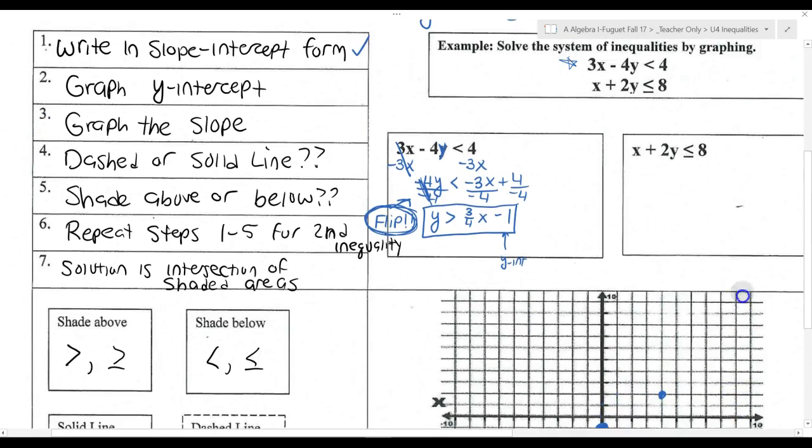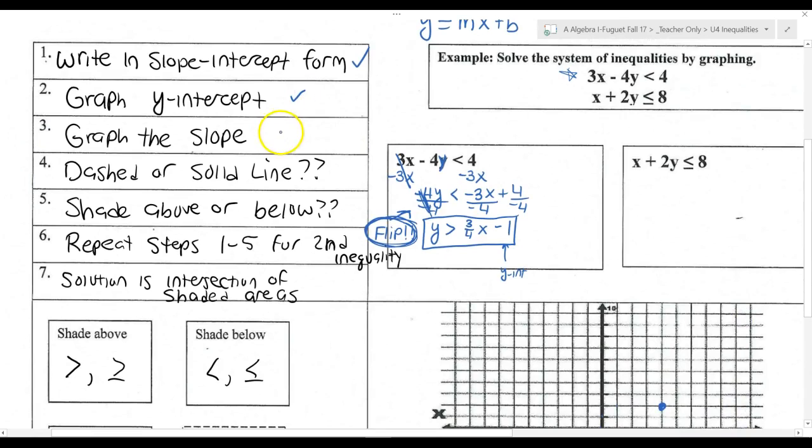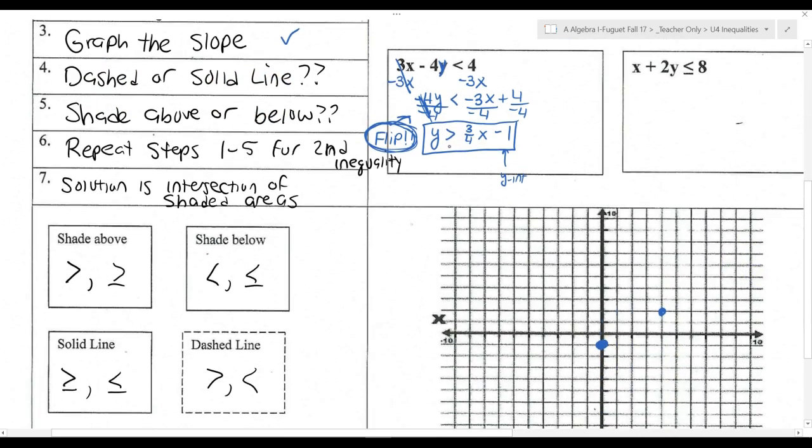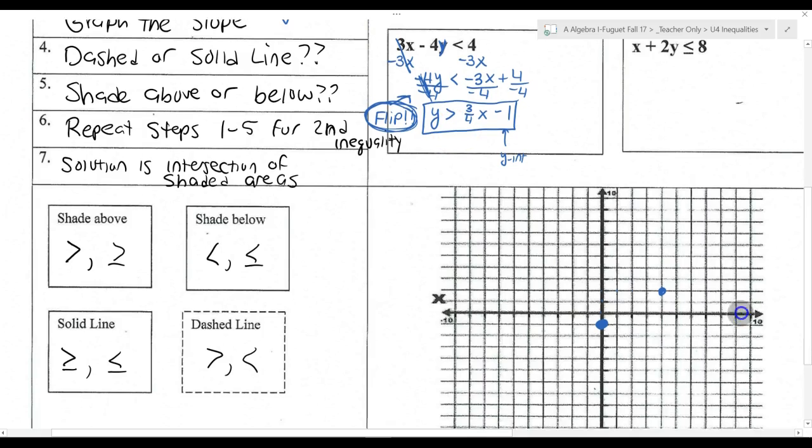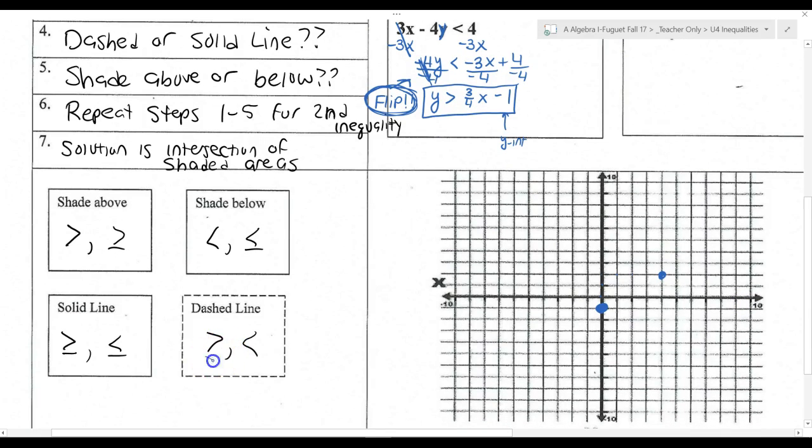The question now becomes, so we've graphed our y-intercept, we've graphed our slope. Is it going to be a dashed line or a solid line? The greater than symbol, since it does not have the line underneath, means it is not equal to. And so that means the greater than symbol, which is right here, I'll box it in blue, is actually going to be a dotted line. I'm going to do my best here to draw the best dotted line that I can. It's helpful if you do this on paper to get a ruler, just so it's a little more accurate.